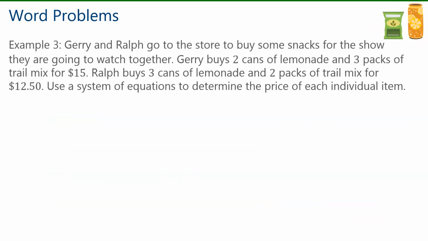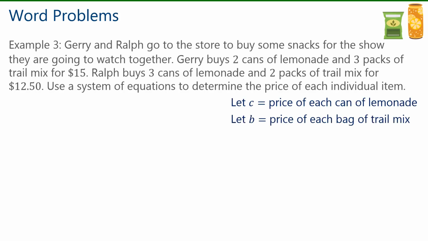Now for this last example, it says Jerry and Ralph go to the store to buy some snacks for the show that they're going to watch together. Jerry buys 2 cans of lemonade and 3 packs of trail mix for $15. Ralph buys 3 cans of lemonade and 2 packs of trail mix for $12.50. Use a system of equations to determine the price of each item.